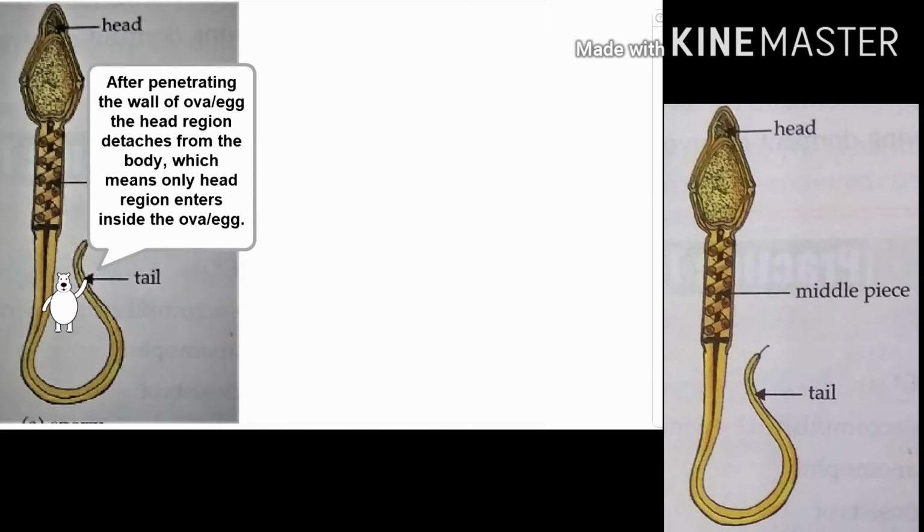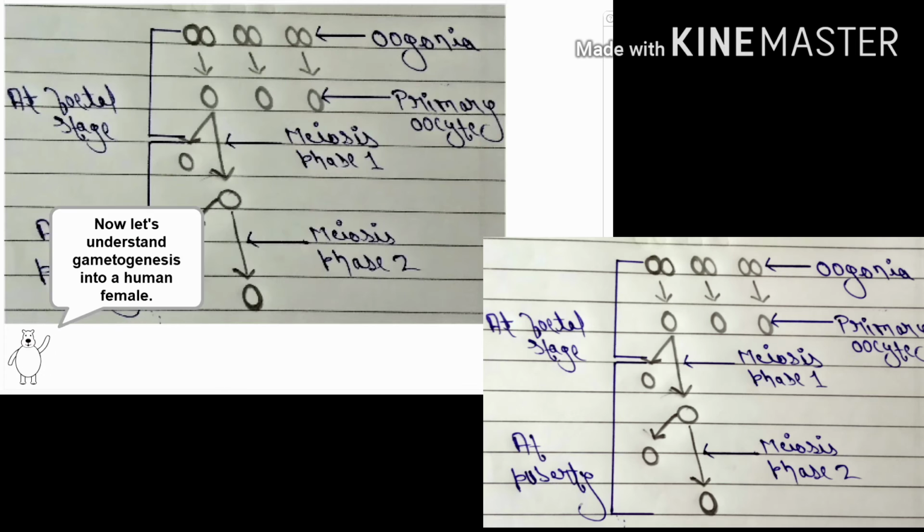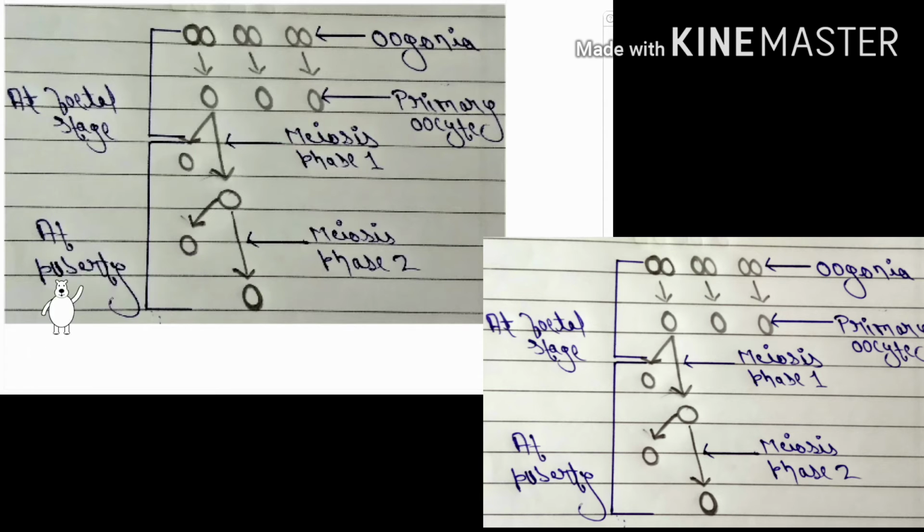After penetrating the wall of the egg the head region detaches from the body, which means only the head region enters inside the egg. Now let's understand gametogenesis in a human female. A human female produces eggs by the process of oogenesis. Before starting the explanation let me tell you one important point. For females the process of gametogenesis takes place at two stages. Firstly at the fetal stage and later at puberty. Now let's start the explanation.